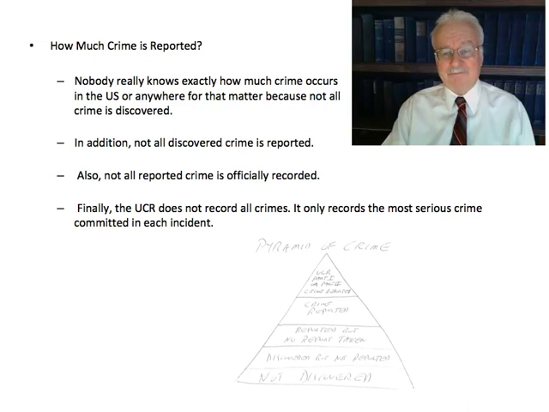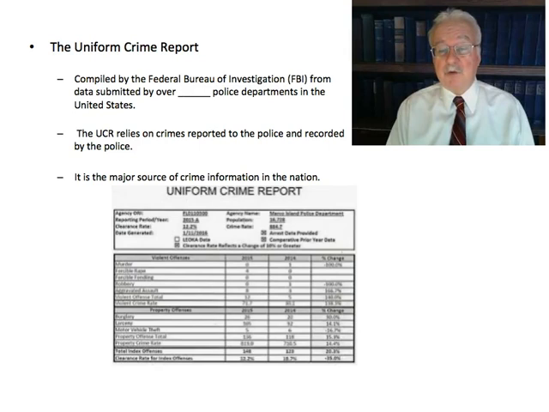Now, the Uniform Crime Report is compiled by the Federal Bureau of Investigation, the FBI, from data submitted by over 16,000 police departments in the United States. The UCR, as it's referred to, relies on crimes reported to the police and recorded by the police, and again, only the most serious incident usually gets into the stats. The UCR is the major source of crime information in the nation. When you read in the newspapers and on TV about crime being up or crime being down, normally that's coming from the Uniform Crime Report.